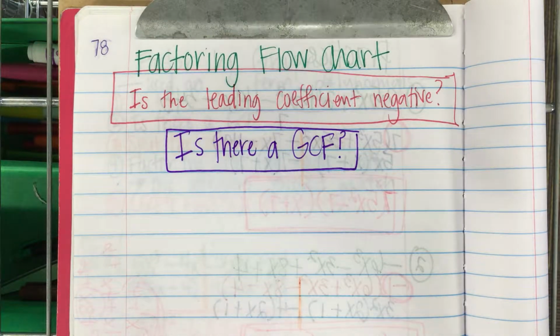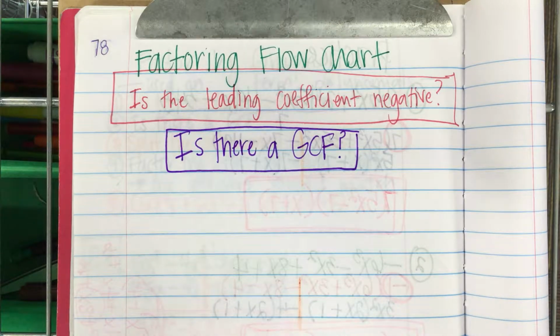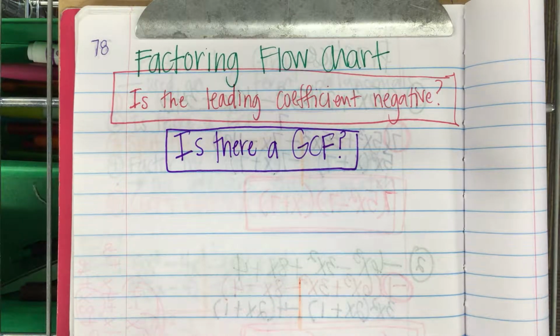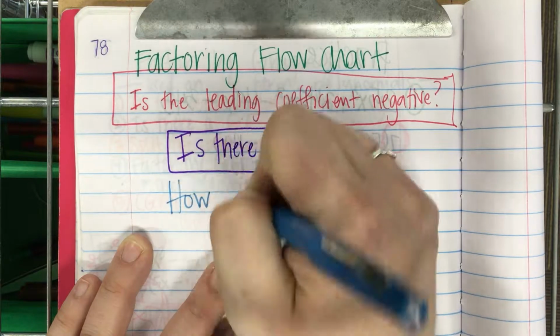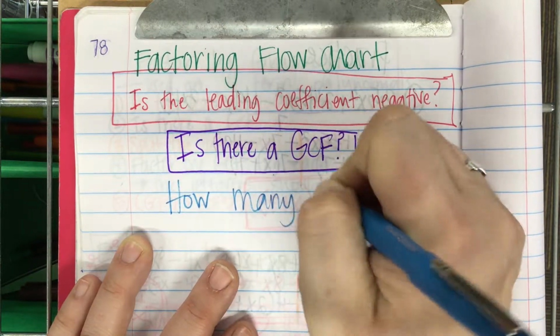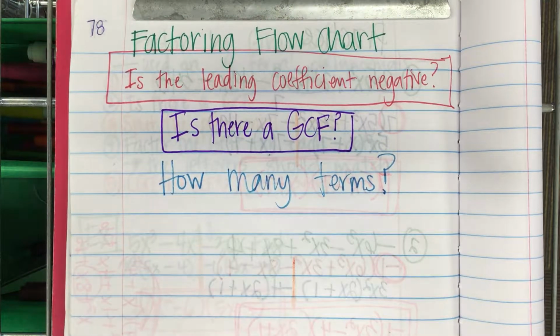The first two things, no matter what the polynomial looks like, you should always look for a negative coefficient and then a GCF. And then once you've done those two things, we can start factoring based on the special types of rules we've discussed. And the special types of rules deal with how many terms, because we have rules for how many terms there are.